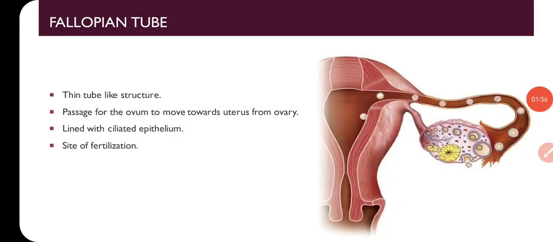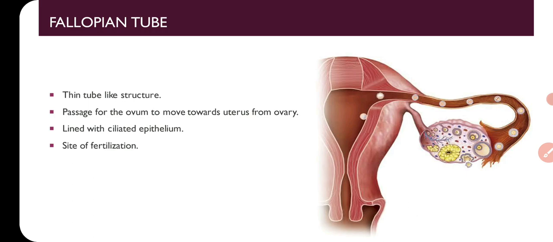Now we will talk about the fallopian tube. Fallopian tube is in pair and it is 2 in number. It is a thin tube-like structure attached to each side of uterus, and it acts like a passage for the ovum to move towards the uterus from the ovary. When the ovum is released from the ovaries, it is taken up by the fimbriae of the fallopian tube.